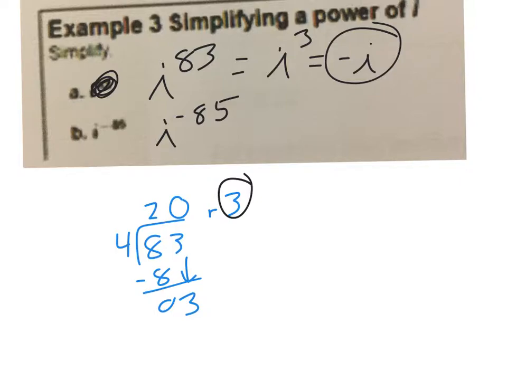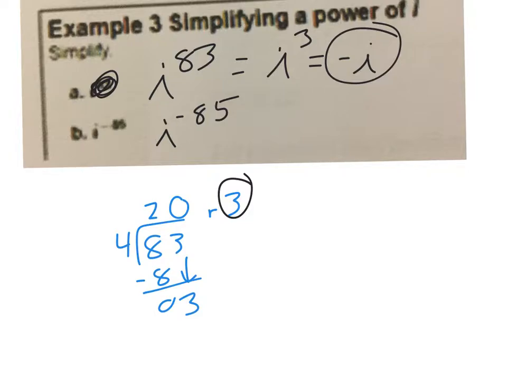If I had something to the 5th power, you could divide by 4. That'd be 1 with a remainder of 1, so i to the 5th is the same thing as i to the 1st. If it was a 6, divide, remainder 2, so i to the 6th is the same as i to the 2nd. You can prove it to yourself if you want to go back and do that. That's how it works.